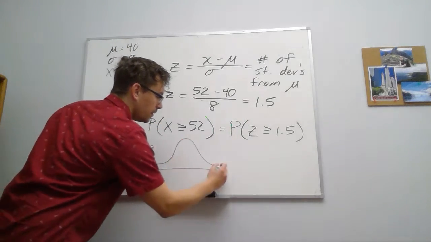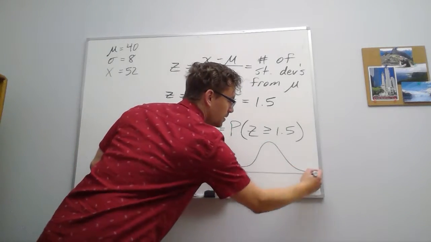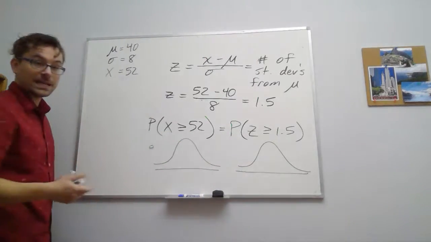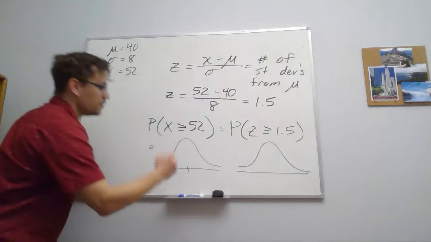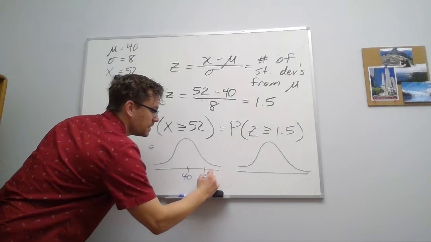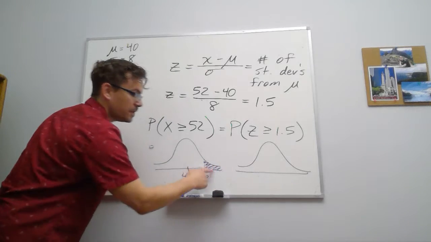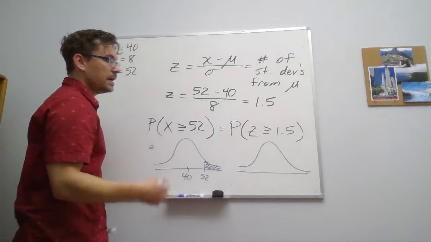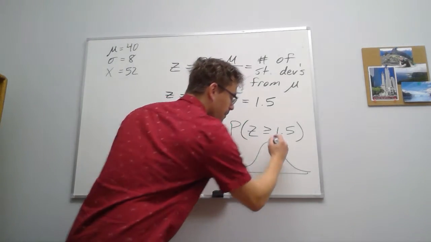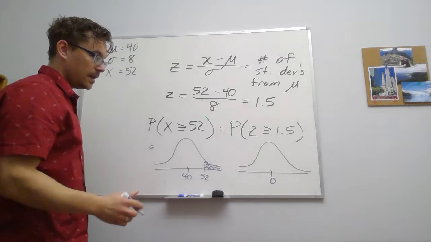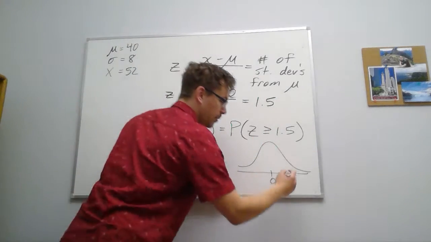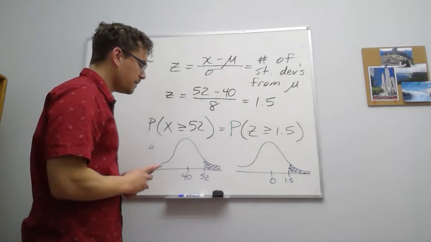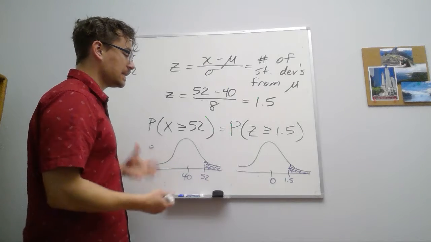So we have a normal curve, this bell-shaped curve. The difference is, for the first one, we're looking at the raw data. So the mean was 40, our observation is 52, and we're trying to find the shaded area in the tail over there. In the standardized version, the standard normal curve has a mean of 0 and a standard deviation of 1. So 1.5 is going to be out here somewhere, and we're just trying to figure out what's the weight in that tail. So what is the likelihood?